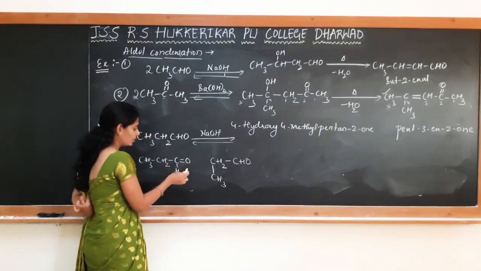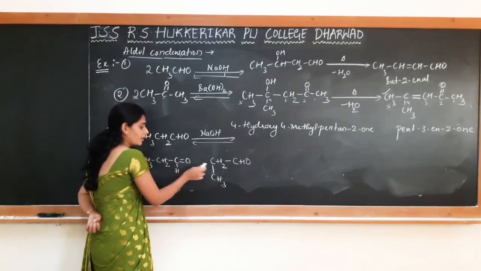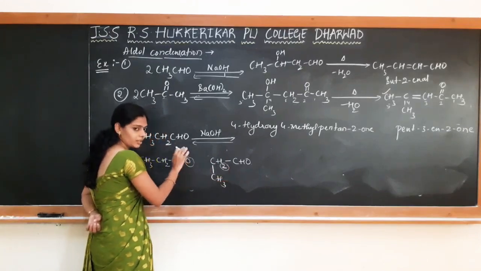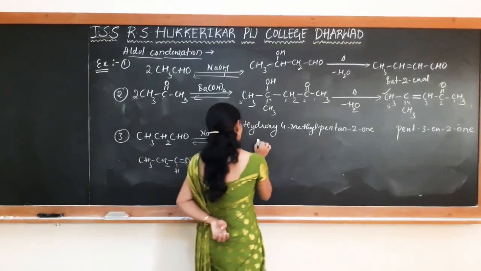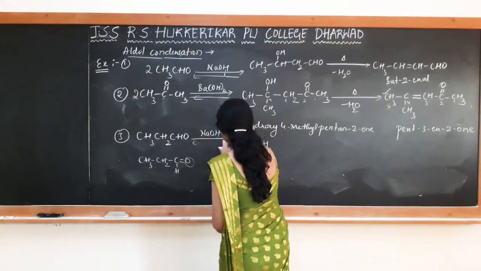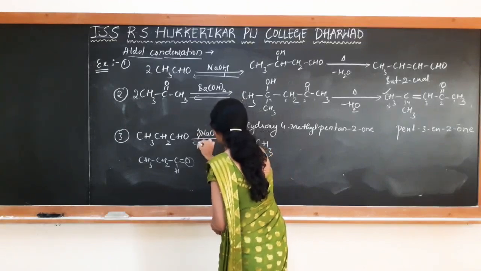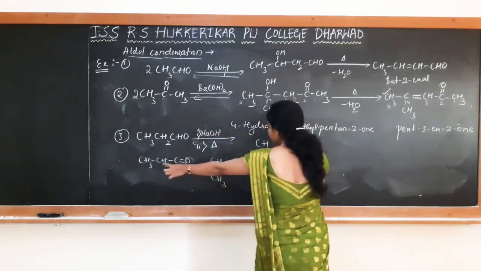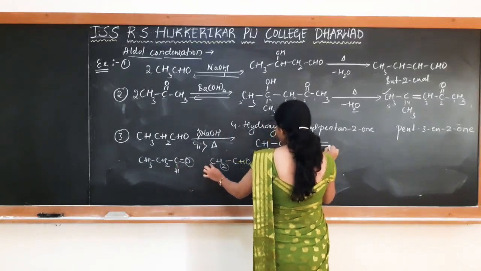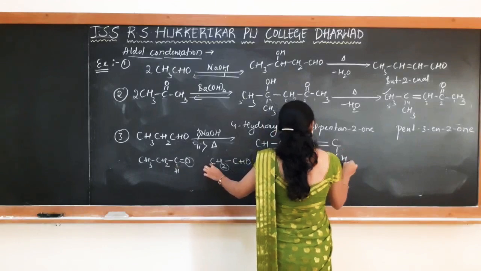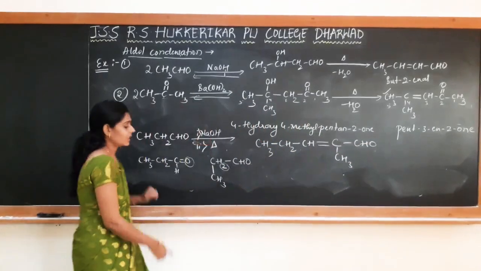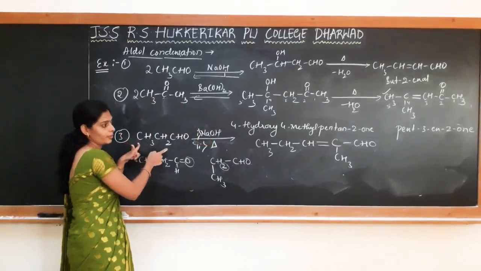So simply, how I told you to remember it, by the loss of H2O. So 2 hydrogens from here, 1 oxygen from here, you remove it and try to write the product. So what do you get? NaOH and on heating. So what do you get here? CH3, CH2, CH, double bond, C, CH3, CHO. So this is the final product which you are getting by the aldol condensation of propanal.